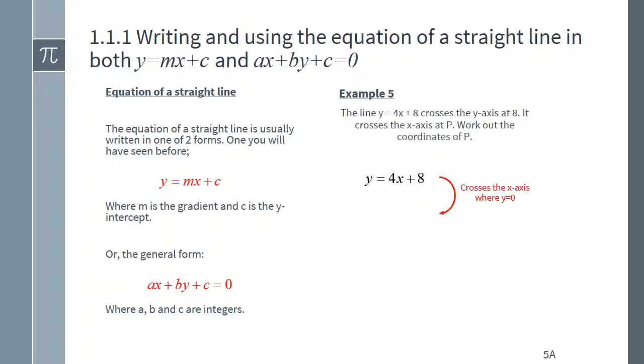So if we substitute y is equal to 0 into our equation, we get 0 is 4x plus 8. So x quite obviously equals minus 2. Again, the question says work out the coordinates of P, so we have to say minus 2, 0 for the final answer.